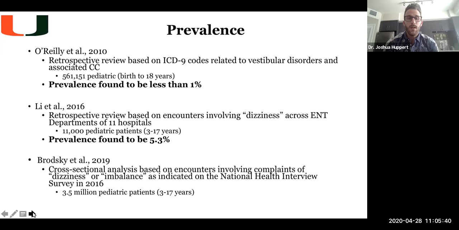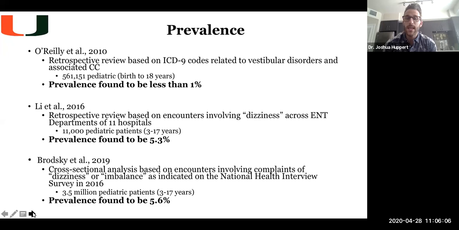Brodsky and crew, he directs the balance program at Boston Children's. They did a cross-sectional analysis based on encounters involving complaints of dizziness or imbalance as indicated on the National Health Interview Survey in 2016. And that encompassed about 3.5 million pediatric patients, again keeping that same 3 to 17 years. And they found the prevalence to be about 5.6%. So again, pretty similar to what Lee et al. found.